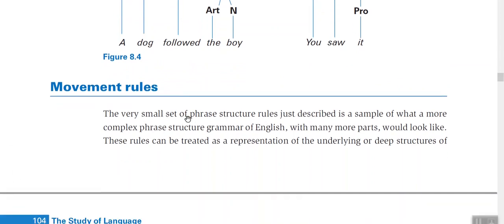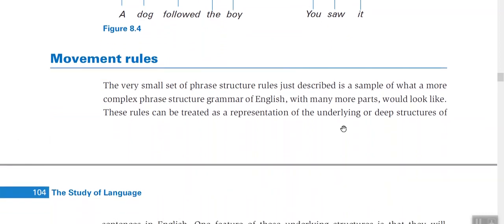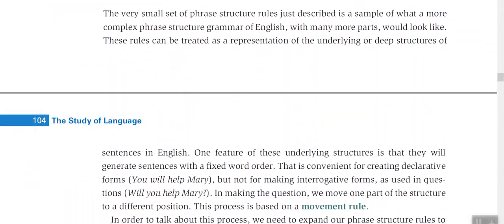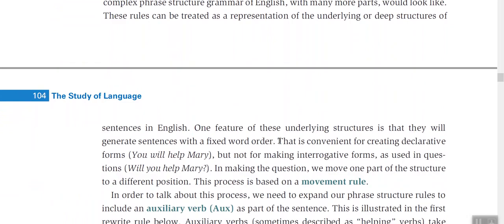Let's see. The very small set of phrase structure rules just described is a simple sample of what a more complex phrase structure grammar of English with many more parts will look like. So these rules can be treated as a representation of the underlying or deep structures of sentences in English. One feature of these underlying structures is that they will generate sentences with a fixed word order, thus convenient for creating declarative forms.